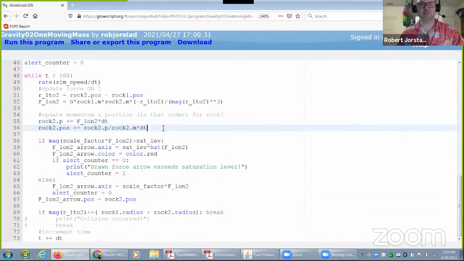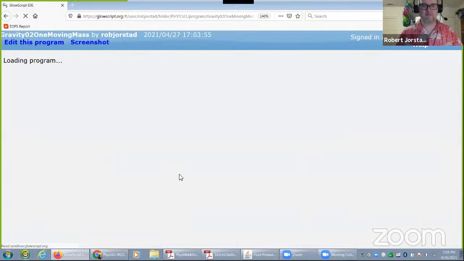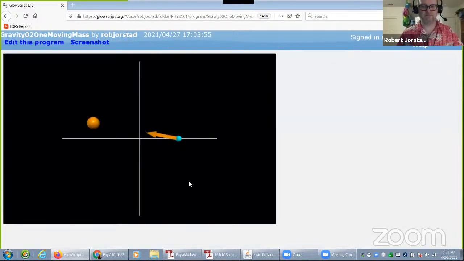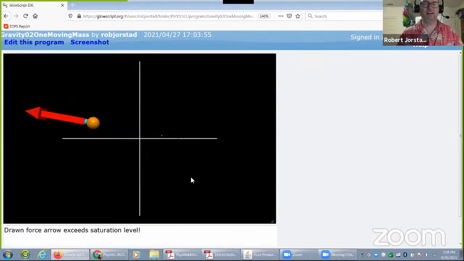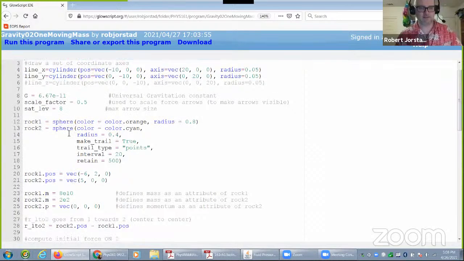Now, this is not true if we use a large dt. Let's see what happens here if I set dt equals 0.5. The ball actually goes through here. This is a numerical artifact. What if I make the dt 1? Let's see.